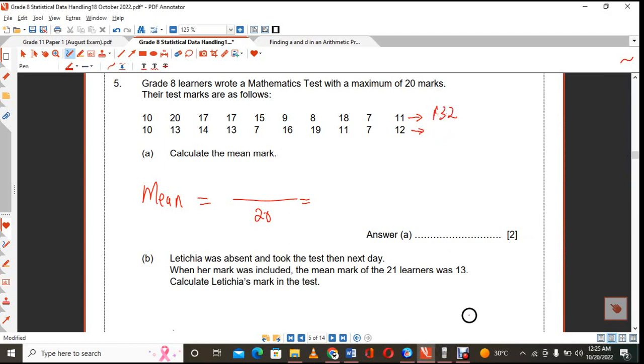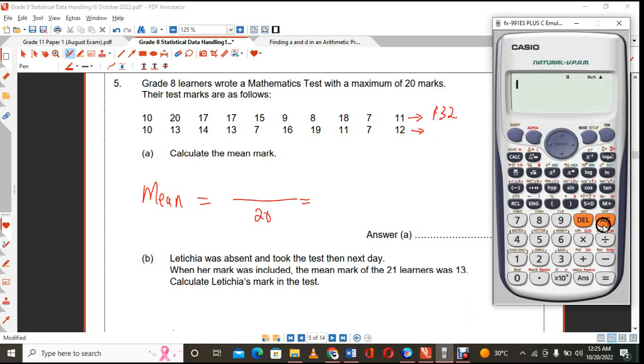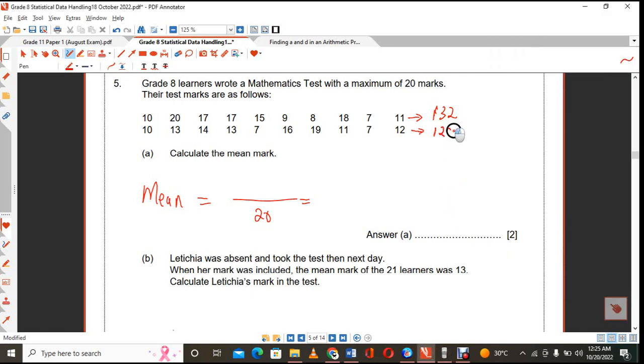Okay, let's do the second row. So that's 10 plus 13 plus 14 plus 13 again plus 7 plus 16 plus 19 plus 11 plus 7 lastly plus 12, 122. So I have 122. Well, if I add all of this up, I'm going to get 254. So that is 254.